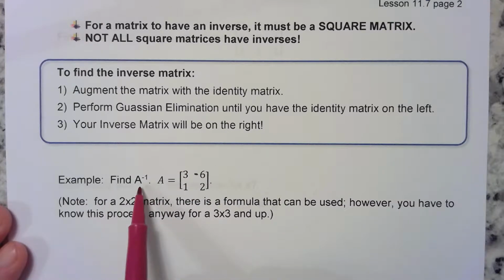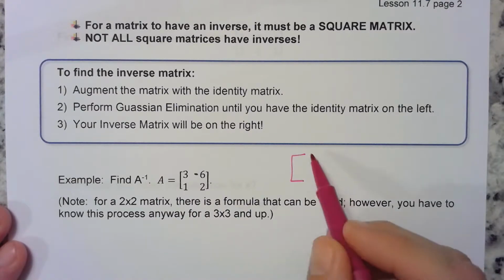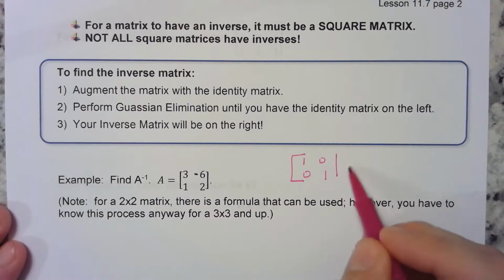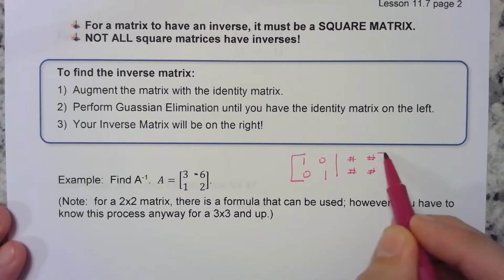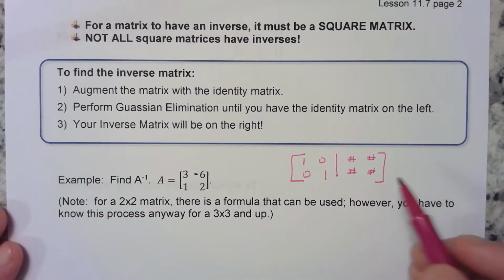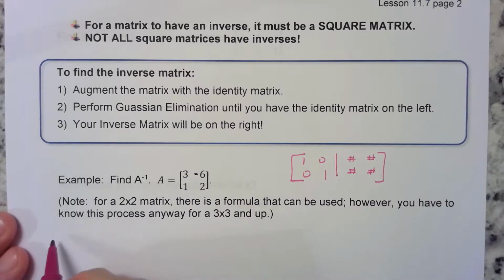We want to find the inverse. That's what this notation means. A to the -1 means to find the inverse of A. Your goal is to end up with the identity matrix on the left with some numbers on the right. And whatever these numbers on the right are, that's going to be your inverse matrix. So there's another typo. That should be a -6 right there, by the way.